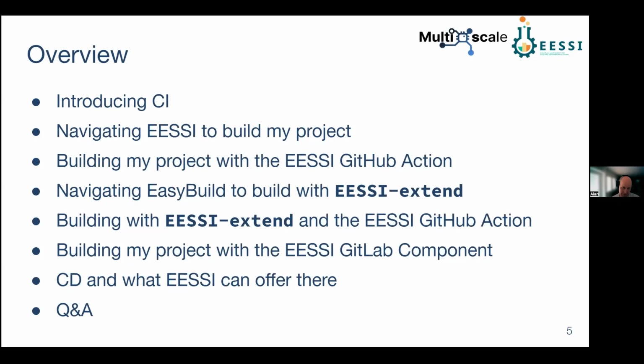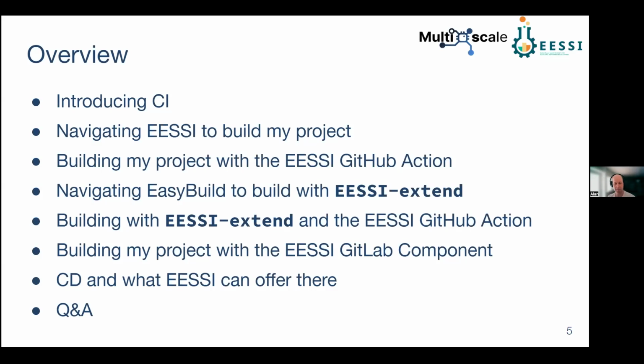And then the next piece will be navigating EESSI-build to build with EESSI-extend. There's a module inside EESSI called EESSI-extend that allows you to extend EESSI with your own software. But that requires you to use EESSI-build. So we'll look at how to use EESSI-build to build our project as well. Once we have that in place, we'll look at building using EESSI-extend with the EESSI GitHub action again. And then finally, we'll do the same thing, but with the EESSI GitLab component. So doing CI, instead of just doing it on GitHub, we'll also look at doing it on GitLab.